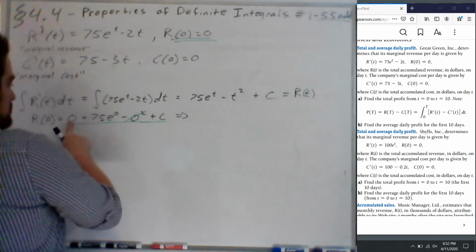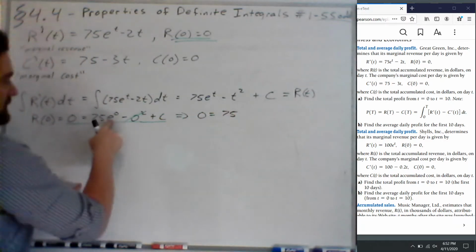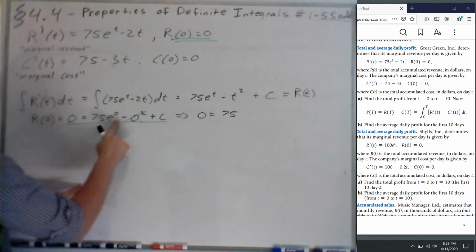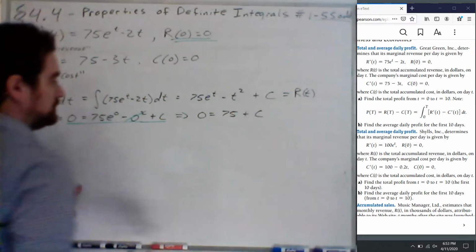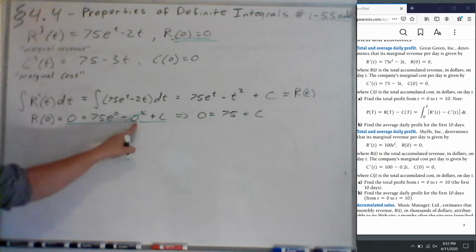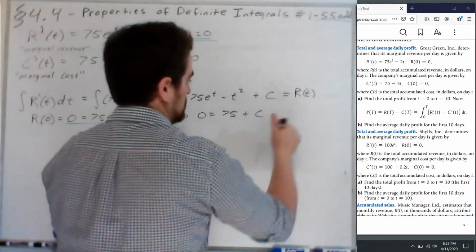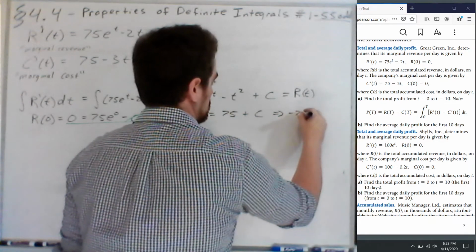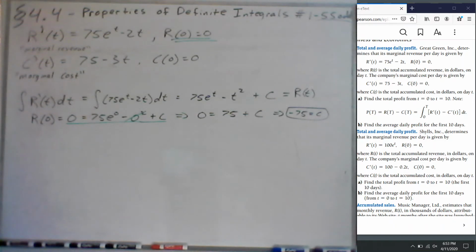I'm looking at 0 equals 75. E to the 0 is 1, right? This whole thing's not 0, it's 75 times 1, which is 75 plus c. And now I can actually solve for c by just simply subtracting 75 on both sides. Ah, there it is. Our constant must be negative 75.